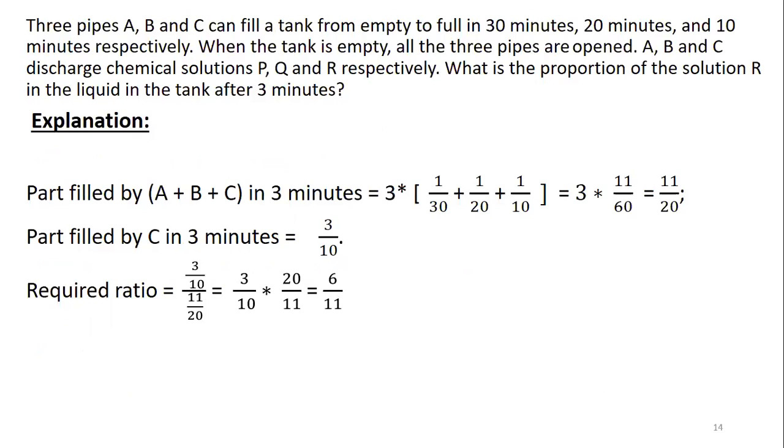Three pipes A, B, C can fill a tank from empty to full in 30 minutes, 20 minutes and 10 minutes respectively. When the tank is empty, all the 3 pipes are opened. A, B, C discharge chemical solutions P, Q, R respectively. What is the proportion of the solution R in the liquid in the tank after 3 minutes?